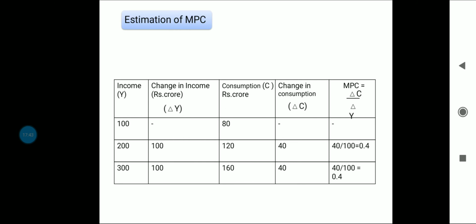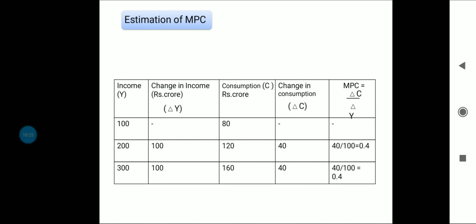So the value of MPC will be change in C over change in Y. So at the level of 200, the value of MPC will be 40 over 100. 40 means change in consumption divided by change in income, which is 100, so 0.4. Again at the level of 300 income, the value of MPC will be again 0.4, because consumption is changing at a constant rate, and income is also changing at a constant rate. Again 40 divided by 100, we obtain 0.4. This is how we calculate MPC.